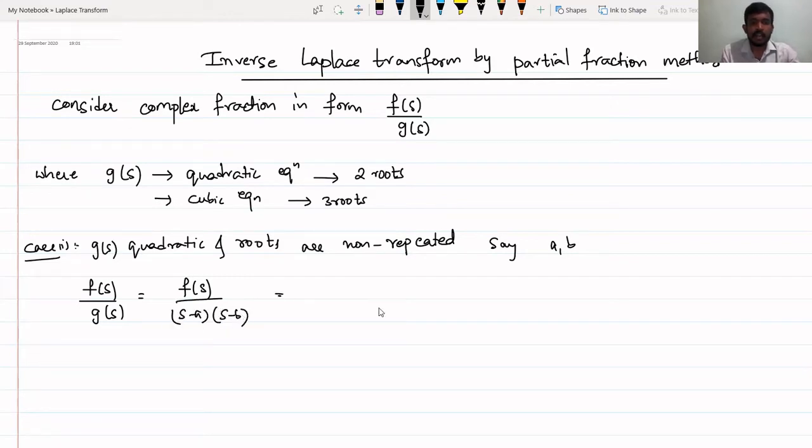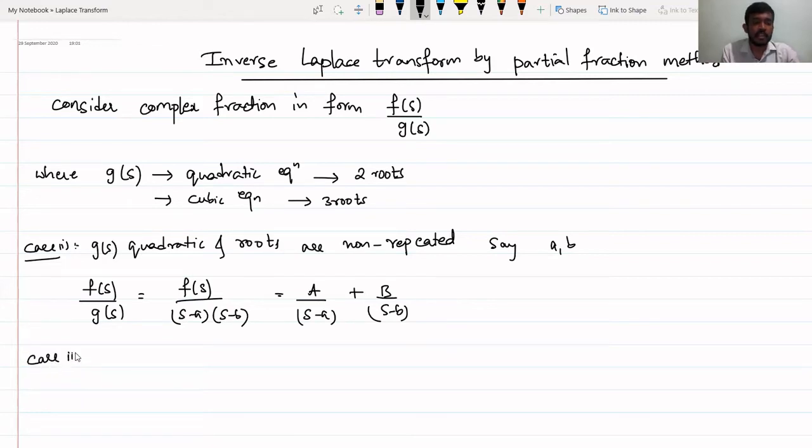Since this is a complex fraction, we resolve this in the form of capital A by s minus a, the first factor, plus capital B by s minus b, the second factor. This A and B are constants we need to find out. So if the roots are not repeated, this is the way we resolve the complex fraction.